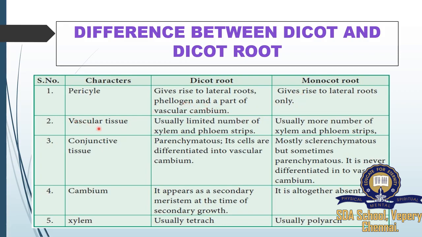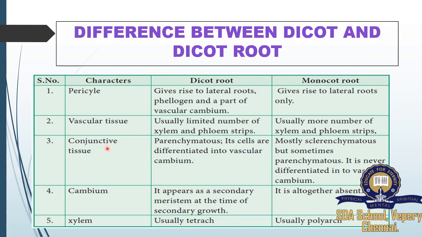Next, vascular tissue. Vascular tissue is nothing but the xylem and phloem present inside it. In the dicot root system, usually there is a limited number of xylem and phloem strips. Here, in this, we have a limited number of xylem and phloem strips. But in the case of the monocot root, usually a larger number of xylem and phloem strips are present. So the vascular bundles are more in monocot but fewer in dicot.